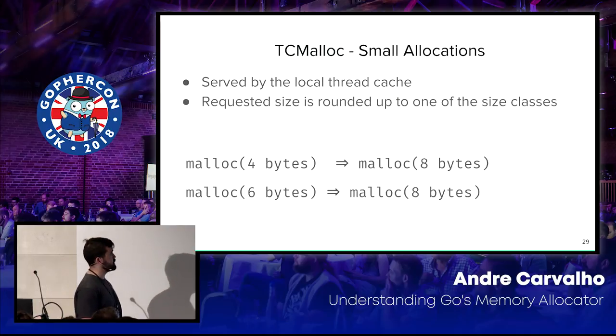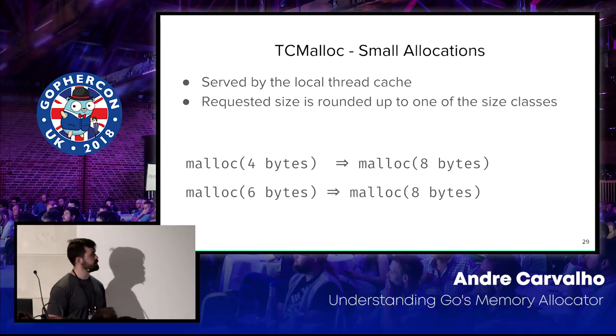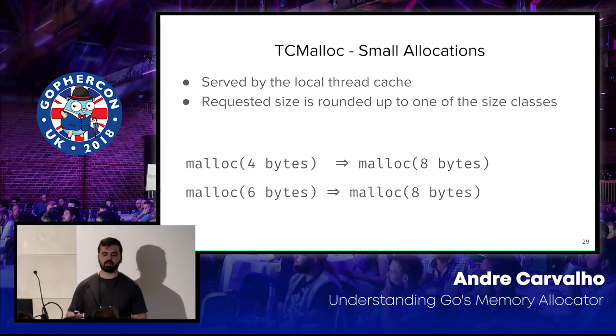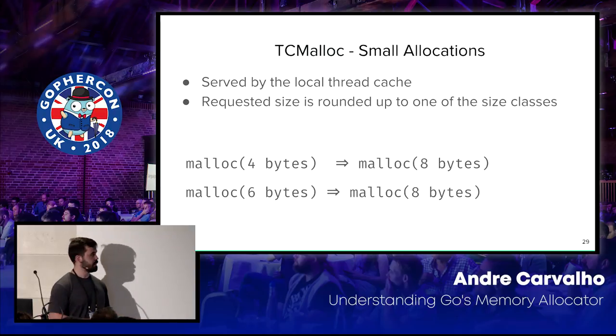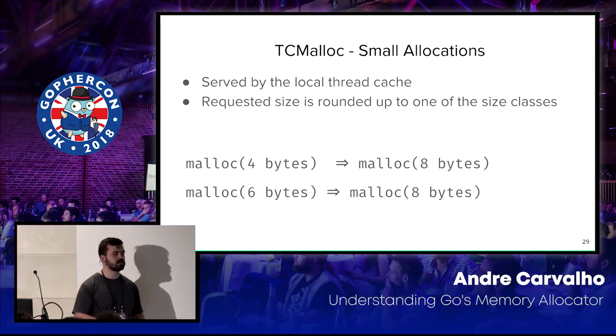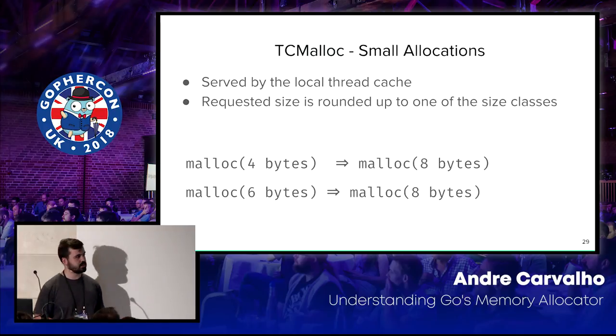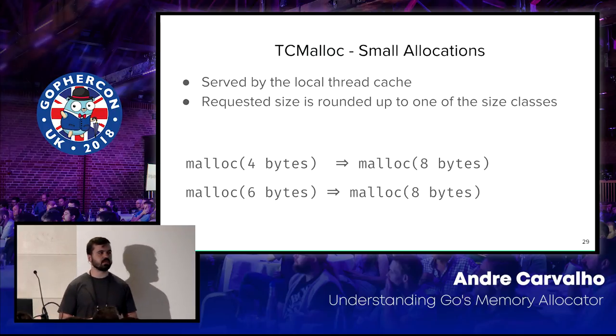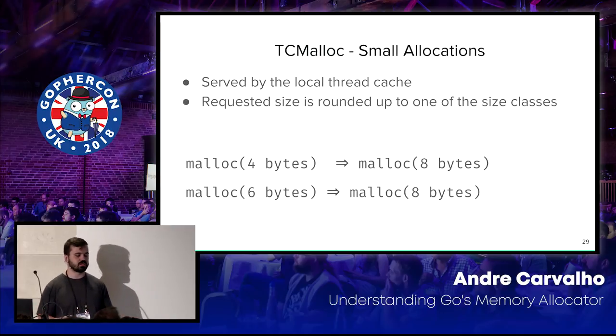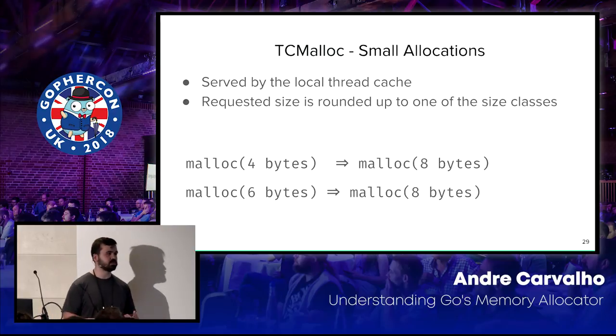Small allocations. Small allocations are served by the local thread cache. And the requested size is rounded up to one of the size classes. There are a large number of size classes. So imagine that the application calls malloc with 4 bytes or 6 bytes. This is going to be rounded up to 8 bytes. And 8 bytes is the first size class. And this is all done to reduce fragmentation, so you keep the number of different sizes of blocks smaller than just doing random sizes for each kind of allocation, which makes reusing objects harder.